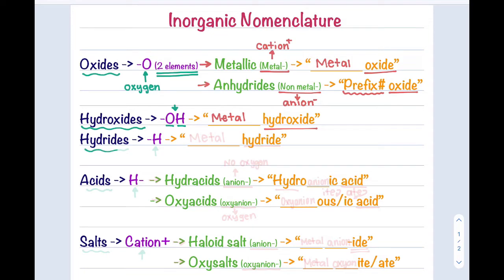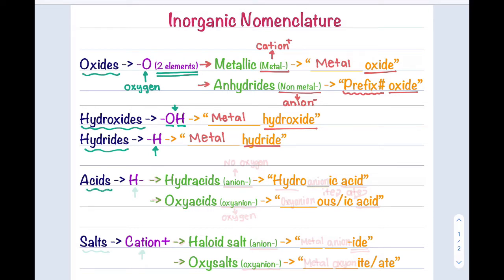The next chemical function will be the hydrides. The hydrides are identified because they end with hydrogen. And in the name, they are going to end with the word hydride. In here as well, they are going to start with the name of the metal, where you need to consider if it has a variable oxidation number or not, and then you write the word hydride.